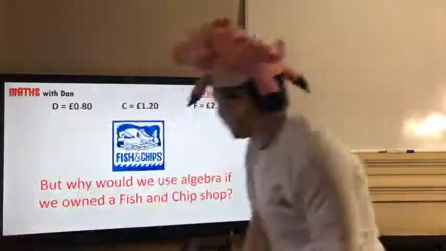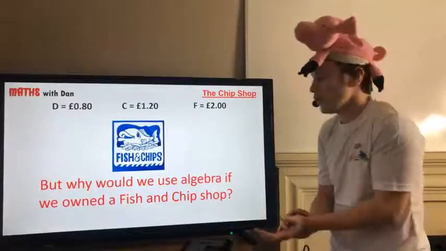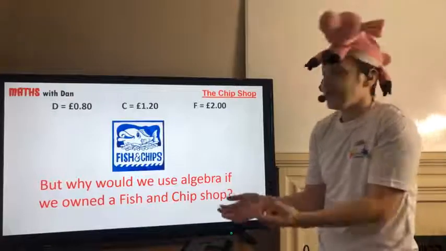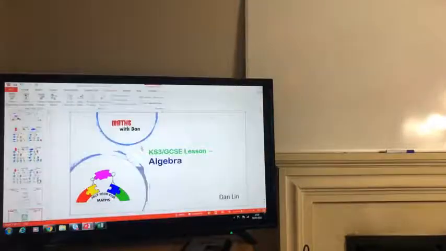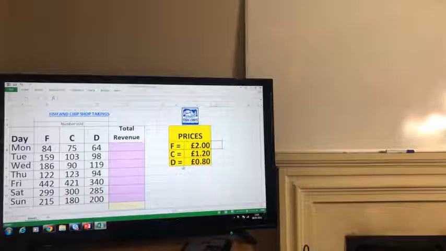So why would we use algebra if we owned a fish and chip shop? So I'm going to try and show you why we would do this, why it's important. Why don't we just work it out as we go along? So I've made a little kind of spreadsheet for a fish and chip shop here. So this is the weekly takings from my fish and chip shop. Okay, so on Monday I sold 84 fish, 75 chips and 64 drinks.